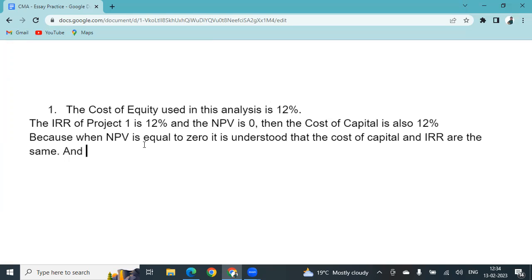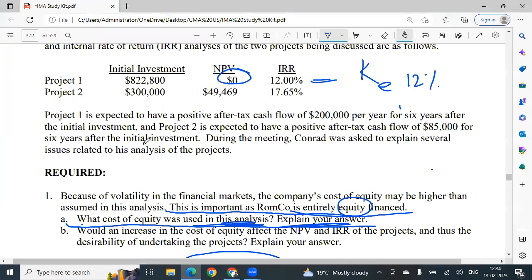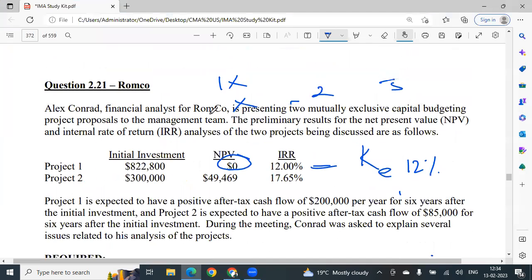And this is completely, okay, let me frame it much better. What is the organization's name? The organization name is Romco.